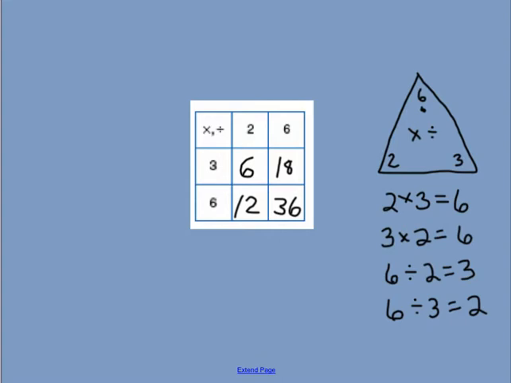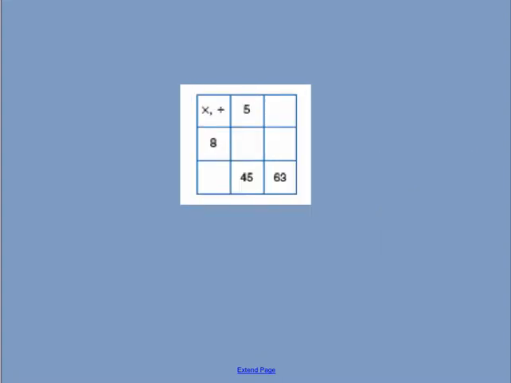Okay. Speaking of having to use division, are you ready for a challenge, Mrs. Gonzalez? I sure am. Okay. I have a very tricky problem for you. Now, on my little puzzle here, I have a 5 in the top row, but notice my top row is blank here. On the side, I have an 8, and then I also have another blank.